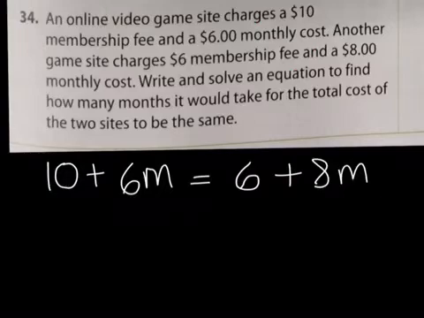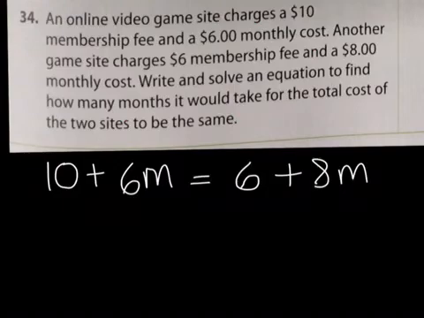All right. We're going to write and solve an equation. This is writing an equation, boys and girls. We're writing this situation is equal to this situation. So we write and solve an equation to find how many months it would take for the total cost of the two sites to be the same. So we're going to compare this and this. Let's solve it to see when they will become the same, when m will be the same for both of them.